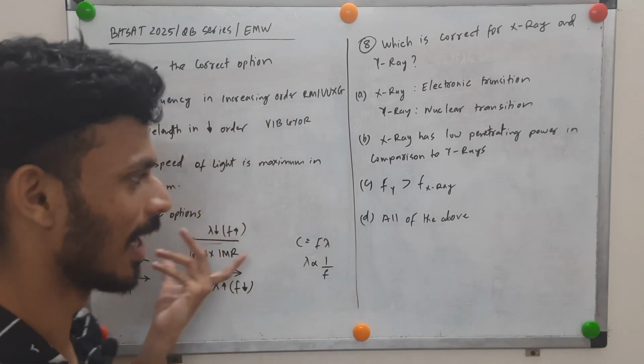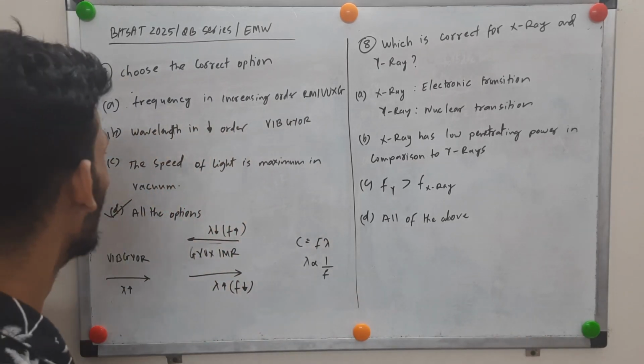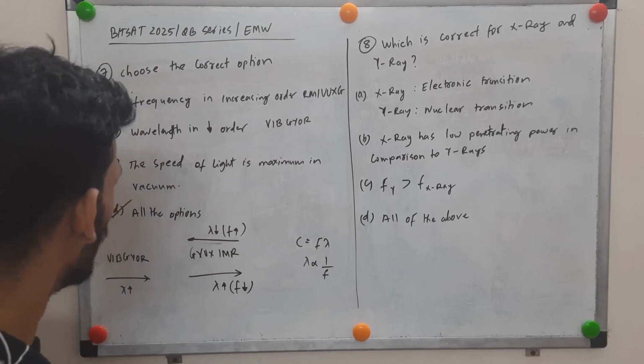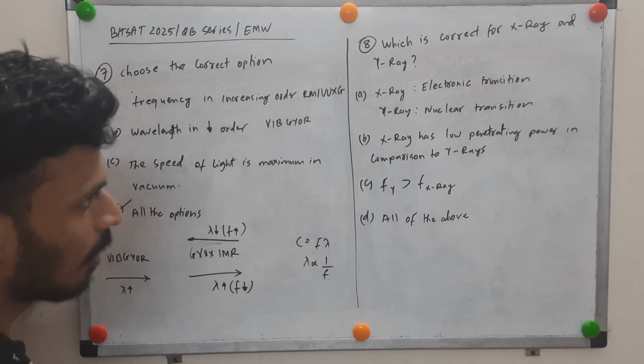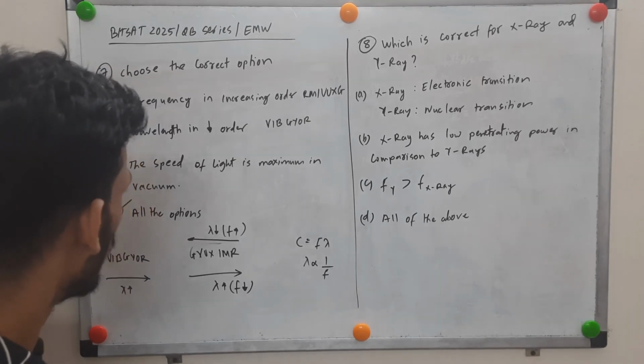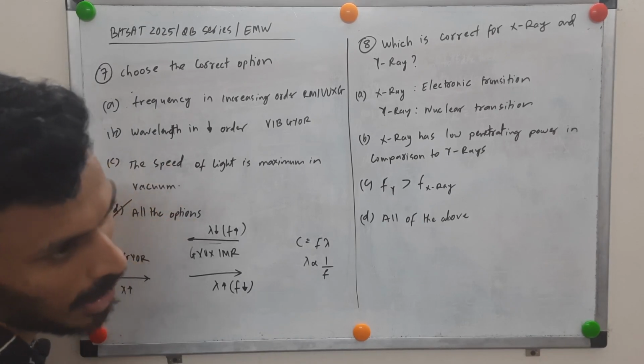So that makes this correct. Okay, C also we can confirm. But since these two are correct, option D will be correct, right? Because BITSAT is single correct, and there is an option which says all are correct.